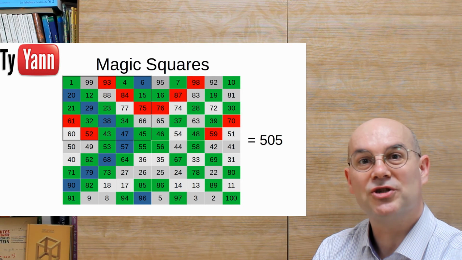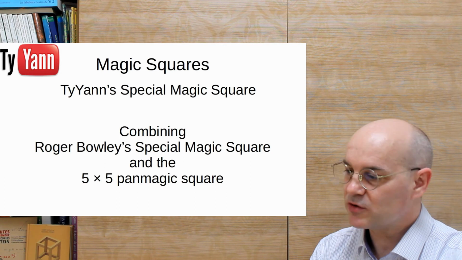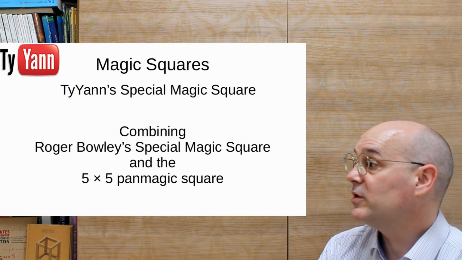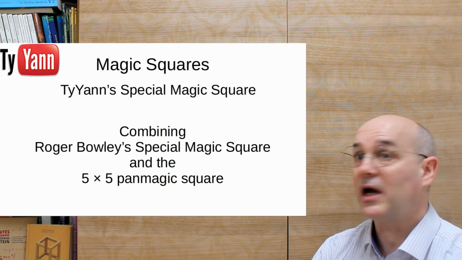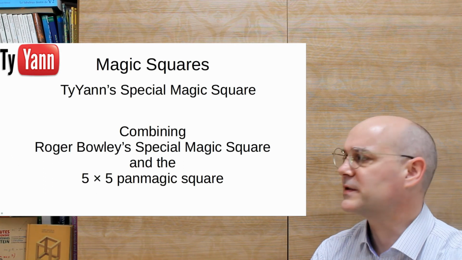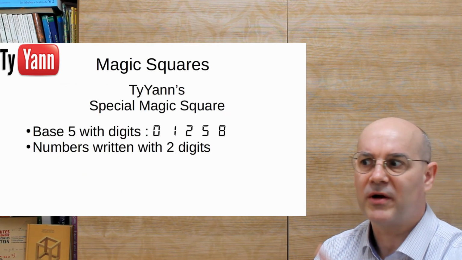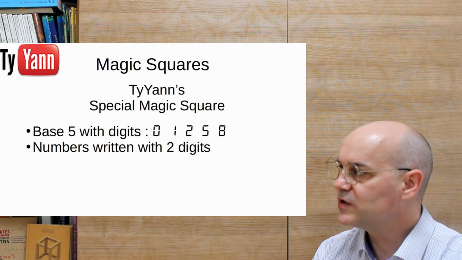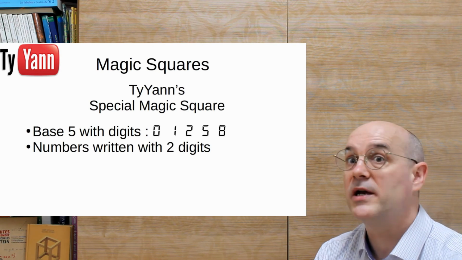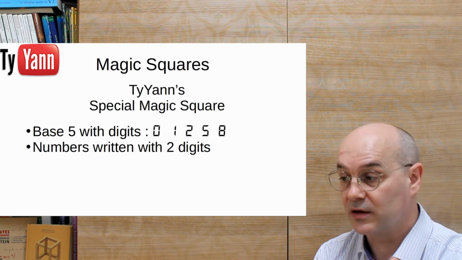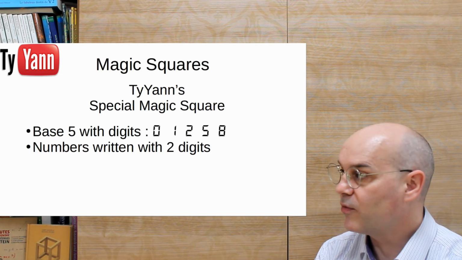My special magic square. So I found this magic square by combining Roger Bowley's special magic square and the 5x5 magic square. How did I do that? Well, here it is. I used base 5 because we have 5x5, so I worked on base 5 using only 5 digits, 0, 1, 2, 5, 8, written like in a calculator. Then they can be reversed, upside down, and left to right. And each number is written in the square with 2 digits.